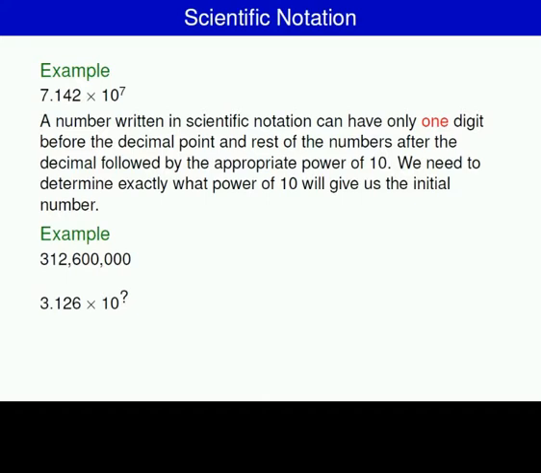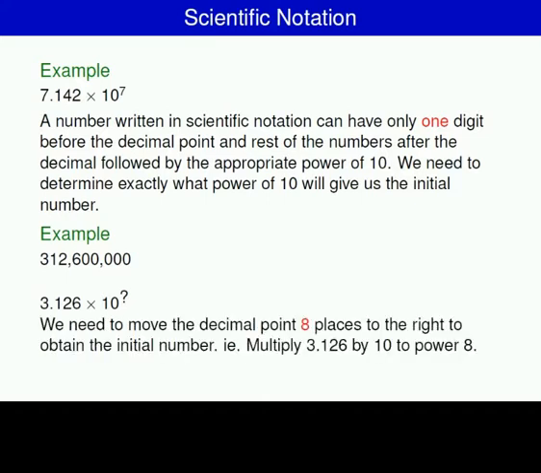So if you compare what we have here with the original number, 3.126 has to be multiplied by powers of 10 a certain number of times to get to 312 million plus. If you look at how many times we have to move the decimal in 3.126, it's going to be 6 plus 2, 8 places to the right. So 3.126 has to be multiplied by 8 powers of 10. Therefore, the answer in this example is going to be 3.126 times 10 to the 8.